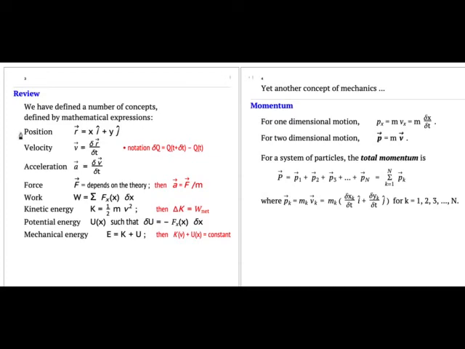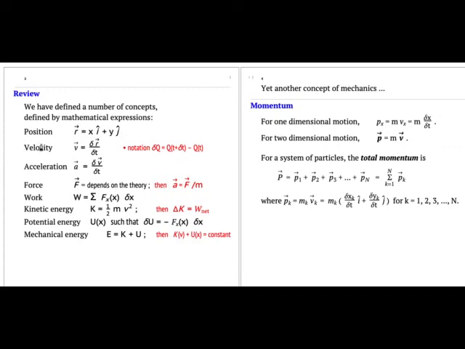For example, there's the position of an object we're watching. That's a vector, r. It has Cartesian coordinates x and y. This would be in 2 dimensions. So the vector r is x i hat plus y j hat. So that's position. It's a vector.